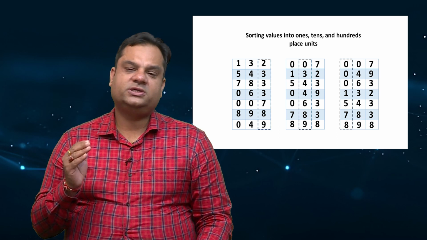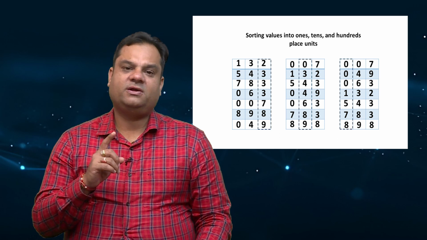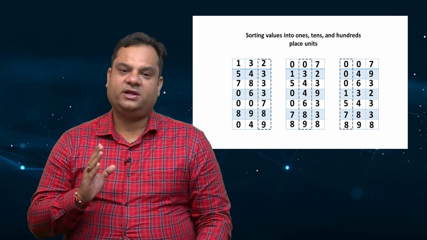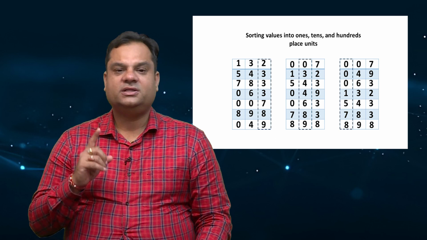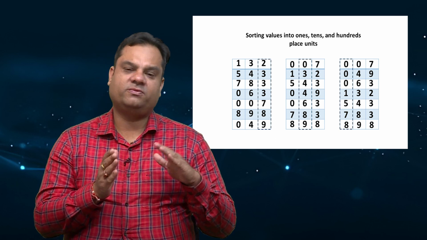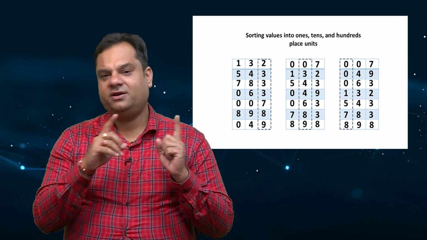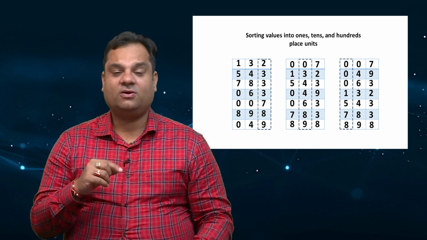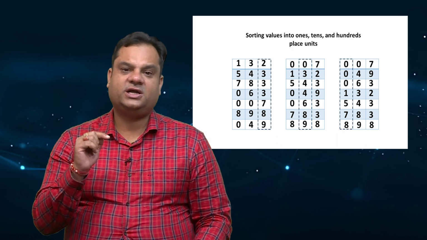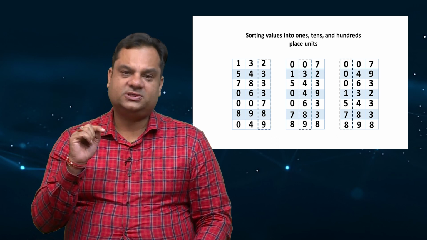So according to this concept, in our first table we focus only on the ones digit. We rearrange the data by the ones digit. Then we go to the second table. In the second table we take the input from the first table. Then again we rearrange the data as per the tens place only. We focus on the tens place data and rearrange the data in sorting order.